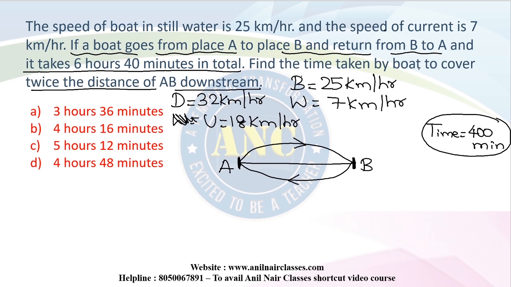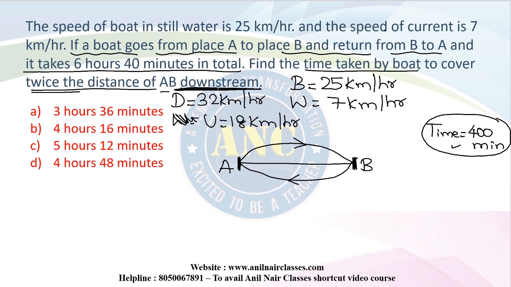So what is the question? If I am traveling from A to B as downstream and B to A as upstream, the total time taken is 400 minutes. No doubt, it is given in the question itself. But the question says, find the time taken by the boat to cover twice the distance of AB. That means the same distance it should cover 2 times, but it should cover downstream only both the times. So you might think logically, how can I go down both the times? Is it possible? No, it is not possible.